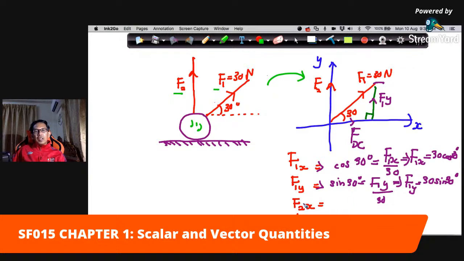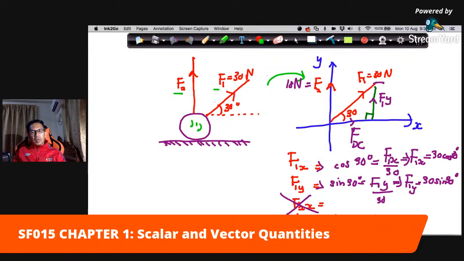Okay. F2X. If you look at the F2 totally on the y-axis, meaning no force on the x-axis. Yeah, because F2 only on the y-axis. Tak ada kaitan dengan x. Tapi kalau F1, dia in between y and x. But F2 on the y-axis, so no F2X. F2Y, because totally on the y-axis, meaning F2Y is equal to F2. Sini katalah kalau saya ambil F2 is equal to 10 Newton.